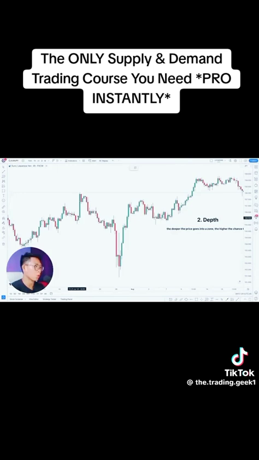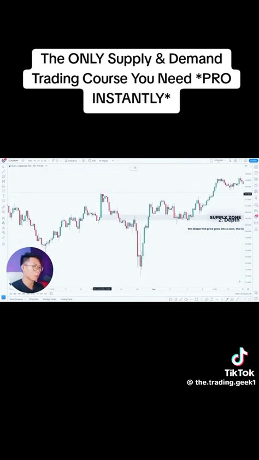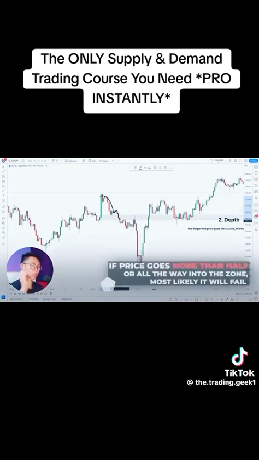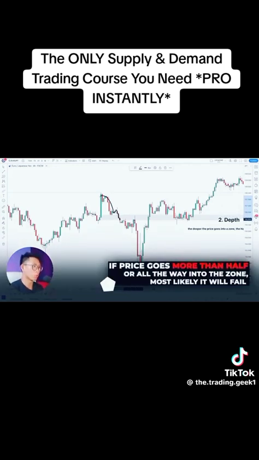Let me explain. Let's say over here, there's a huge bullish momentum, so obviously there's going to be a demand zone right here. And look at what price did. Price comes back down and touches this demand zone, but it didn't react. It didn't reverse and head back up. So you watch what price continues to do. Price continues to go down and eventually goes deep and breaks past this demand zone. Now, it already went so deep into the demand zone, you will know that it's going to fail. It's not going to work. So the general rule is that if price goes into more than half or all the way into the zone like this, most likely it will fail.